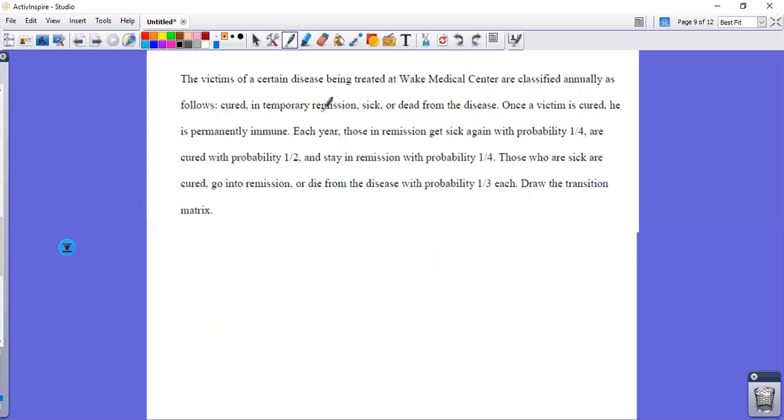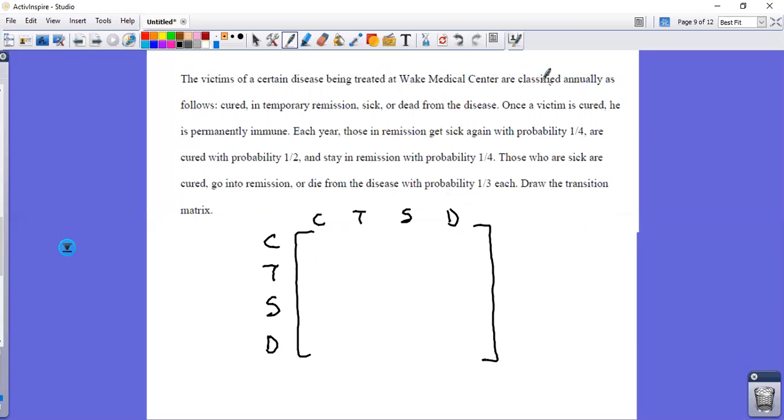They can be cured, temporary remission, sick, or dead. Cure, temporary, sick, dead. Once a victim is cured, he is permanently immune. Each year, those in remission get sick. So once a person is cured, they're going to stay cured. They don't go into those. They're permanently immune.